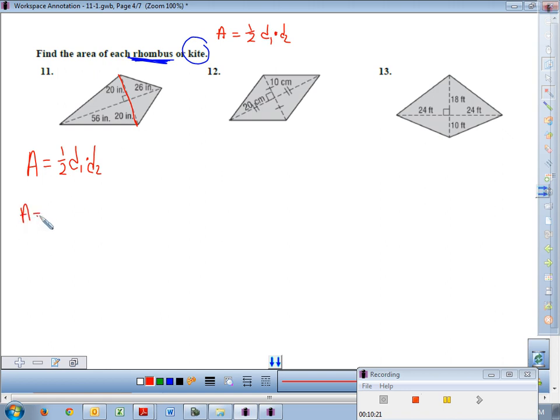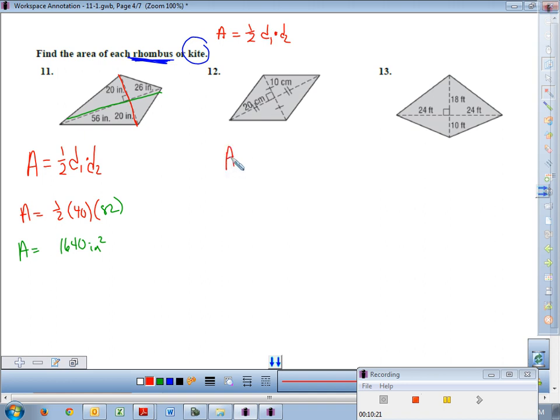So area equals half of 40 times, you've got to add these two together, 56 and 26. Those add together to be, got lost here, 82. And then for area, we just punch that in. That's 20 times 82, which is 1640 inches squared.